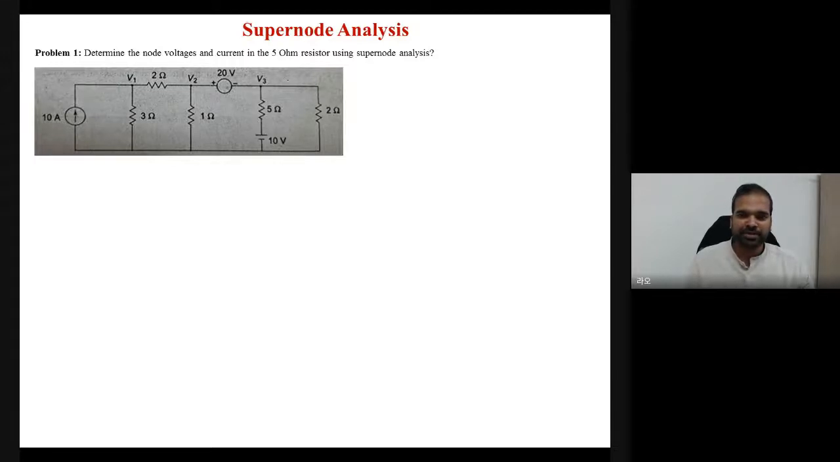Hello guys, in my previous video I explained how to find node voltages by using supernode analysis, and I also told you when to apply node or nodal analysis and when to apply supernode analysis for the given circuit. Now we are going to solve a few problems on supernode analysis. This is our given circuit and you need to find the node voltages and also the current in the 5 ohm resistor using supernode analysis.